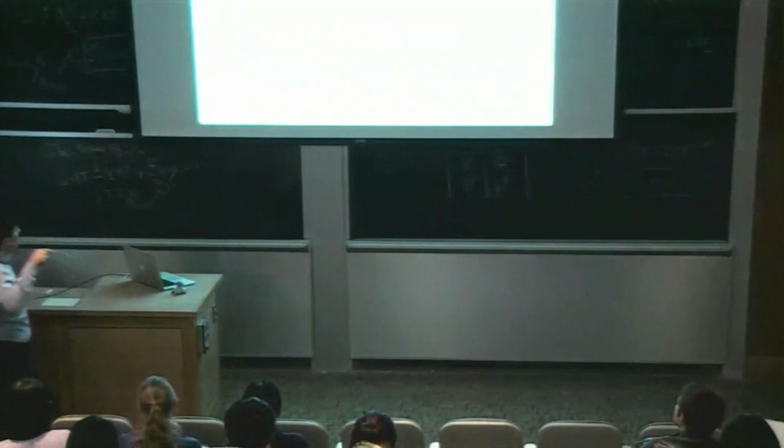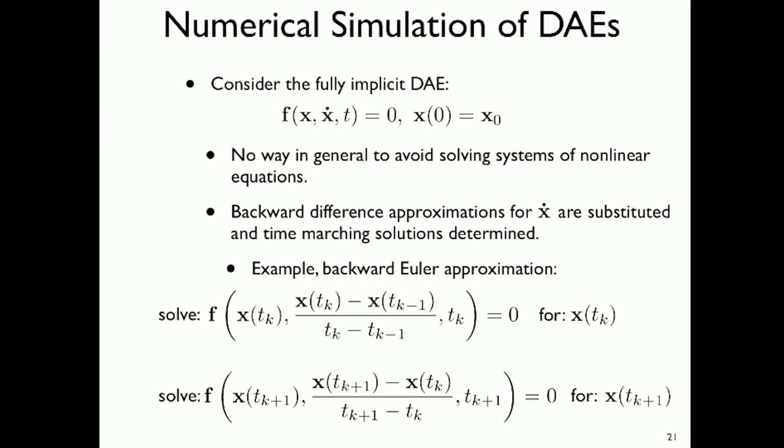Consider now the fully implicit DAE, so f of x, x dot and t is equal to 0, and I have some set of initial conditions, x of 0 is equal to x naught.